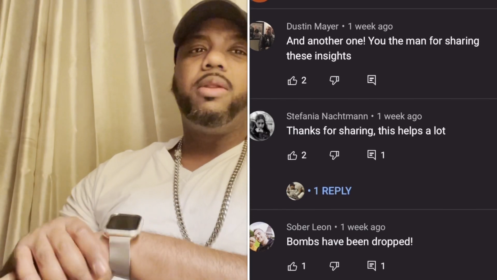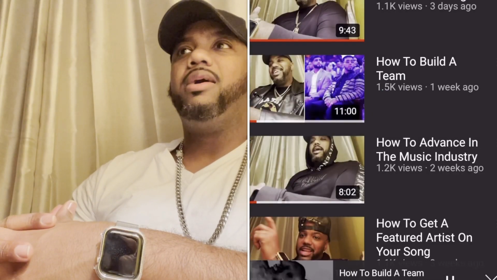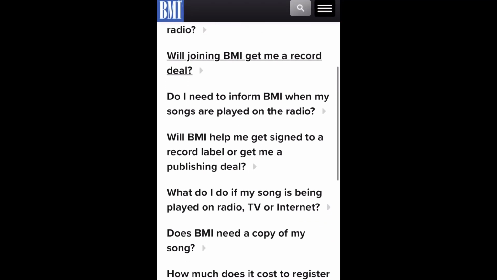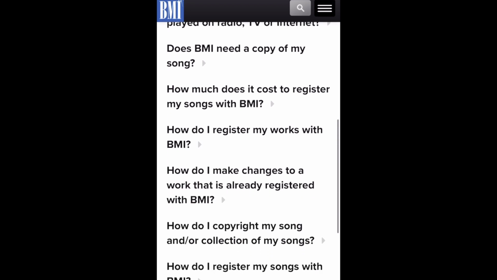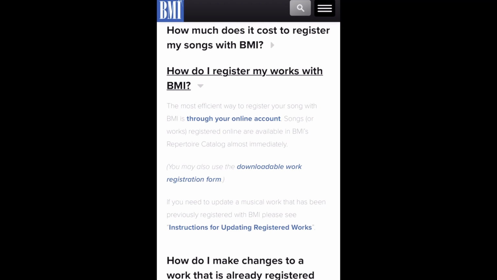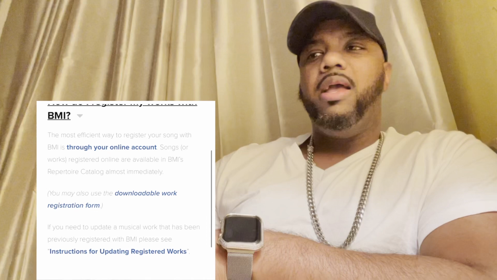So now we're going to be talking about how to register your songs. What I know is that there's two sites that you could go to. You got BMI and you have ASCAP. These two organizations are free. You just register, you put in your tax information, you go through the whole process, but you don't have to pay anything. And those companies, what they do is they register your songs.